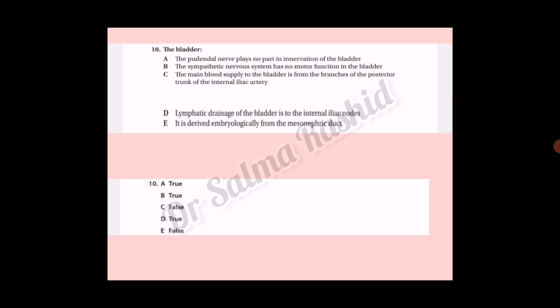The main blood supply to the bladder is from the branches of the posterior trunk of the internal iliac artery. It is false because the blood supply of the bladder is derived from the superior and inferior vesical arteries, which are branches of the anterior division of the internal iliac artery. Lymphatic drainage of the bladder is to the internal iliac nodes. It is true because the fundus and the neck drain into the internal iliac nodes, while the superolateral surface drains into the external iliac nodes.